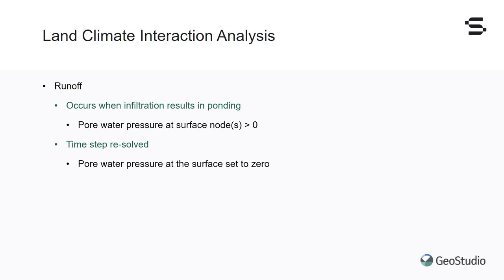The corresponding water flux represents the actual infiltration into the domain. The runoff is the difference between the initial infiltration value when runoff was assumed to be 0, represented by Qi1, and the infiltration computed when the surface nodes have a pore water pressure of 0, represented by Qi2.